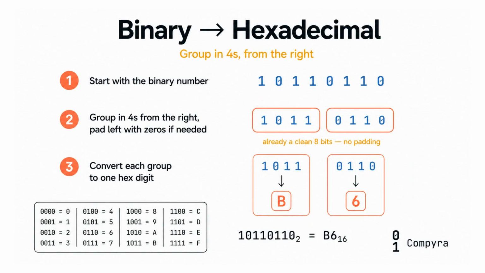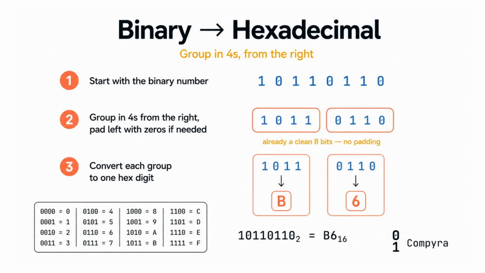Now let's do the same number in hex. Same binary, 101110110. Step 1, write it out. Step 2, this time we group in 4s from the right. We get 1011 and 0110. Already a clean 8 bits, so no padding needed here.